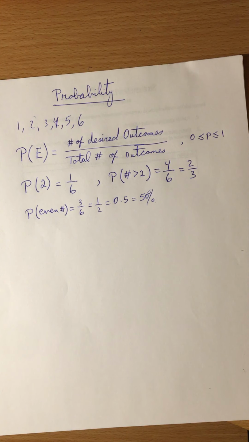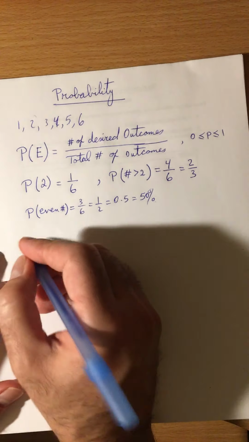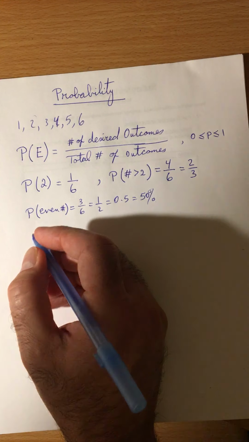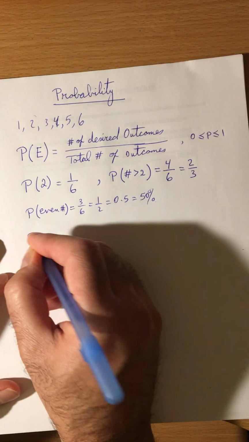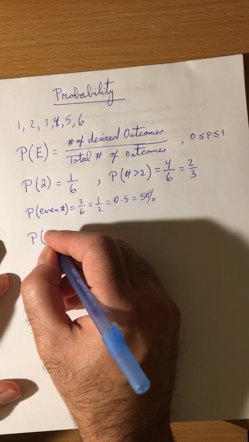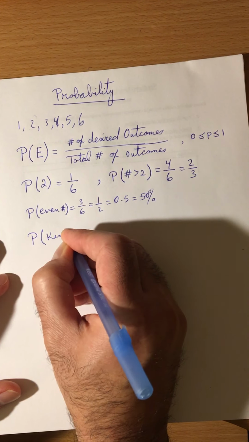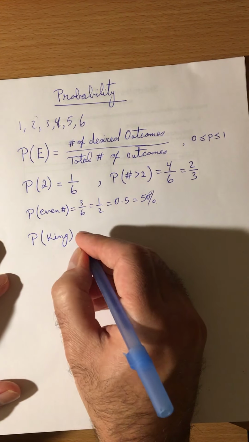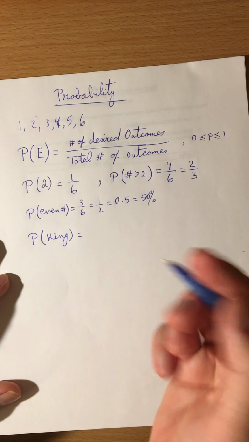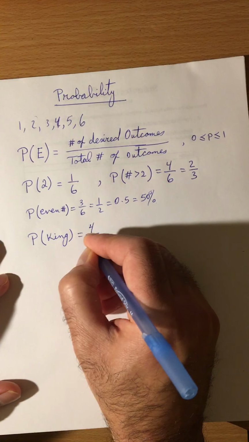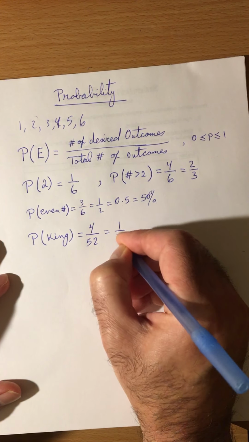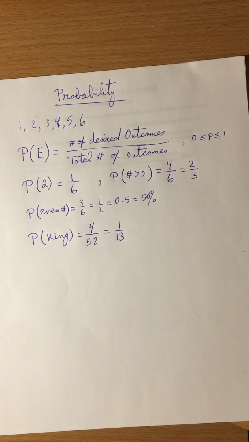Okay, so a lot of times you might see probabilities with cards, playing cards. It's gambling. So what's the probability of the event of drawing a king from a deck of cards? How many kings do we have in a deck of 52 cards? We have 4 kings, 4 out of 52, which reduces to 1/13. So that's the probability of drawing a king.